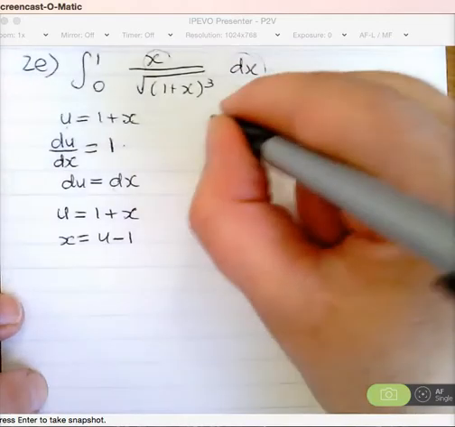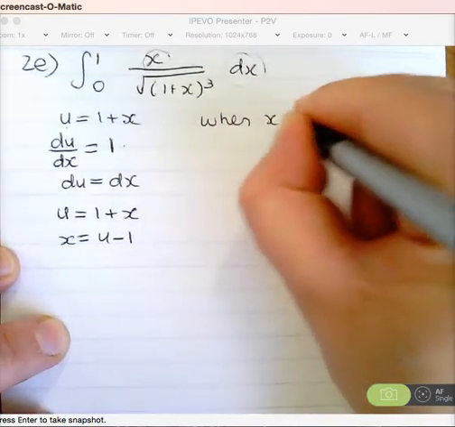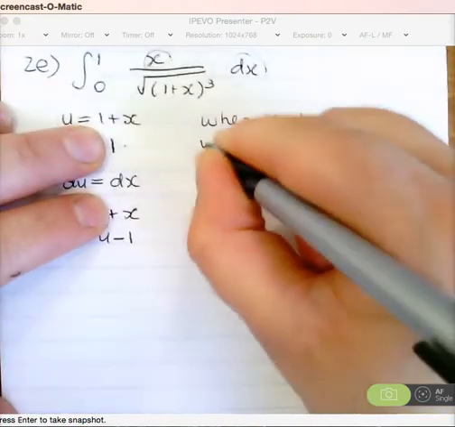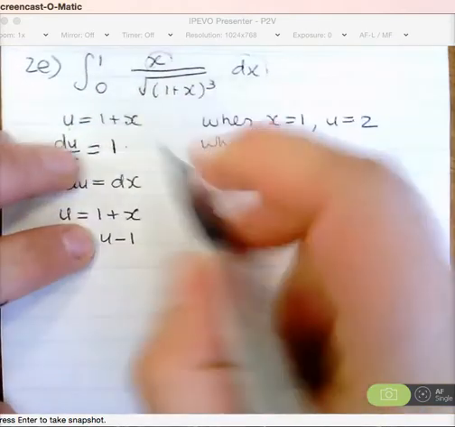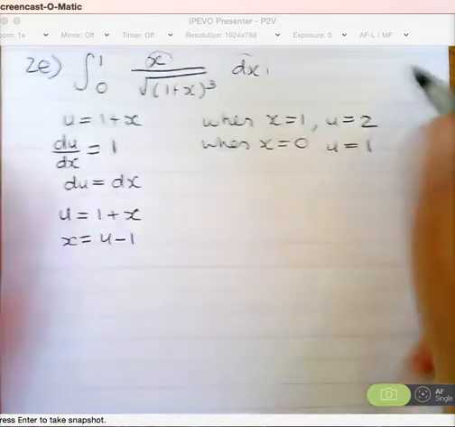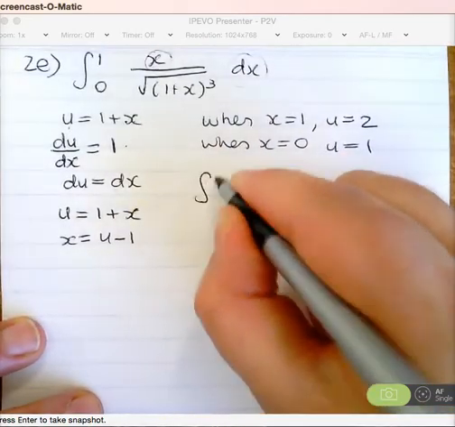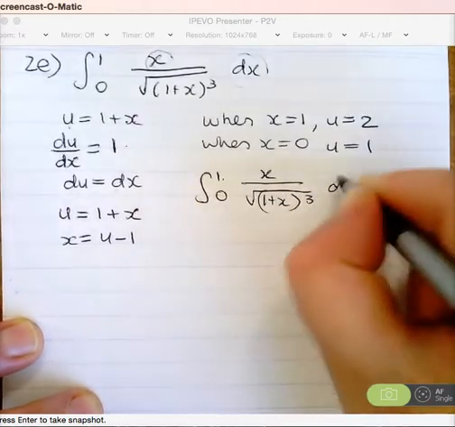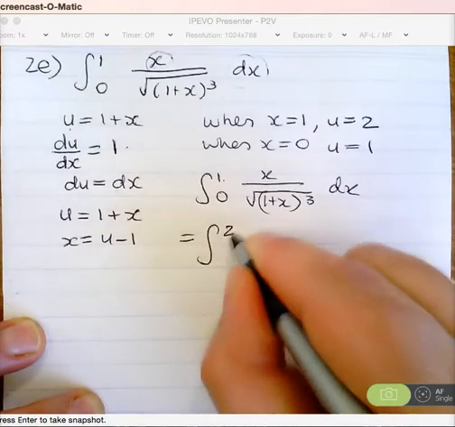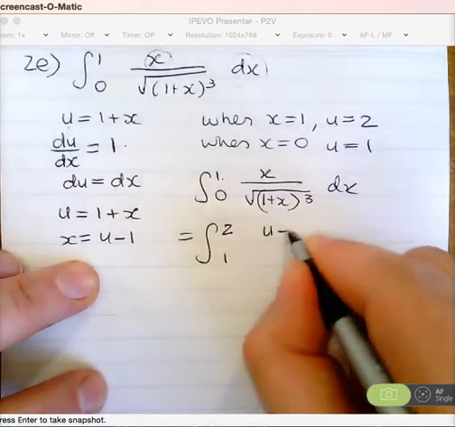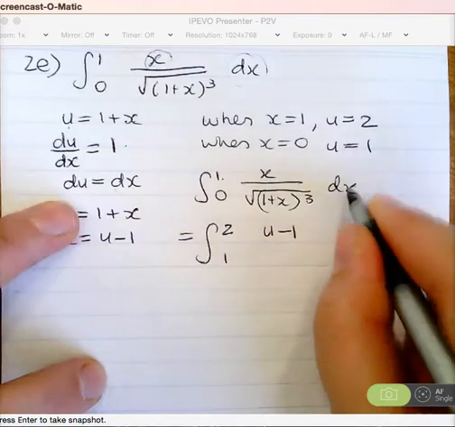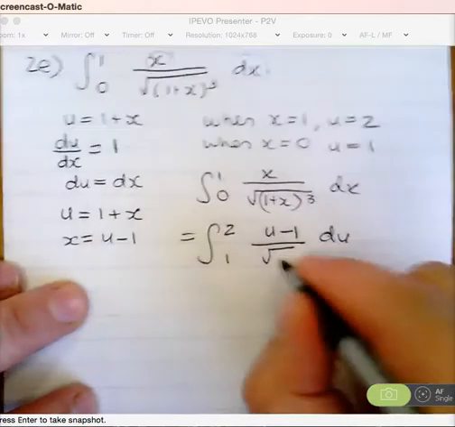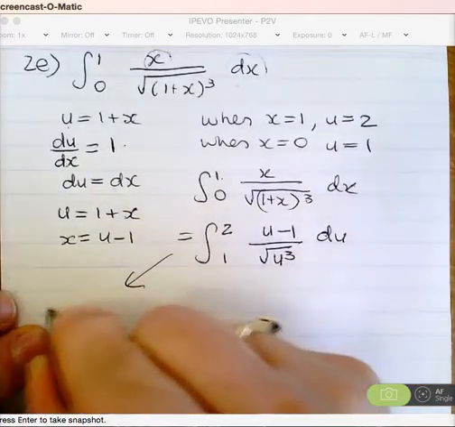So now I need my limits. When x is 1, u is 2. And when x is 0, u is 1. So now let's go with our integration. So your question now becomes integral between 2 and 1. X is u minus 1. Dx is du over the square root of, what do I write? U cubed. Now what do I do with this?